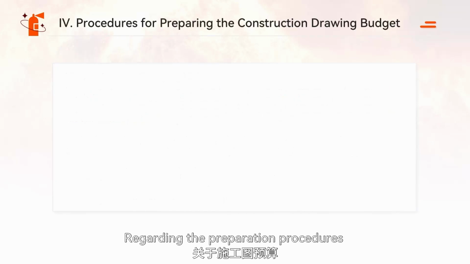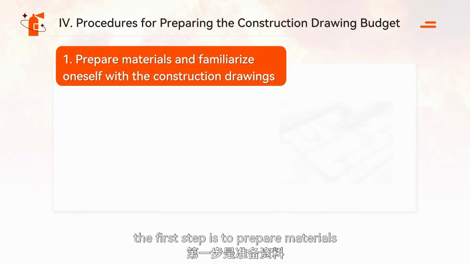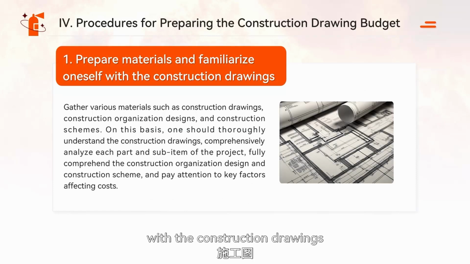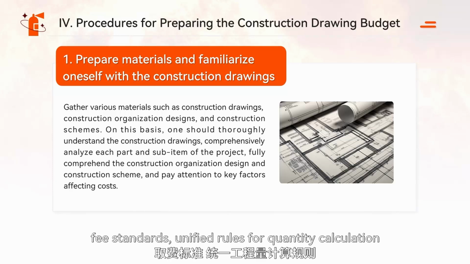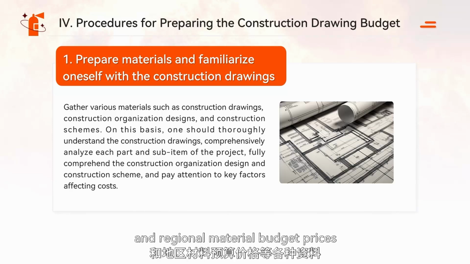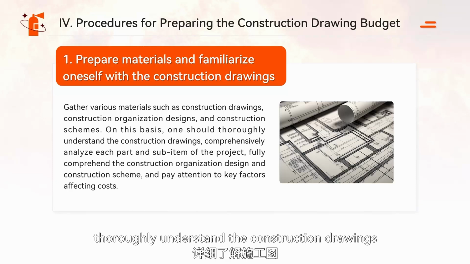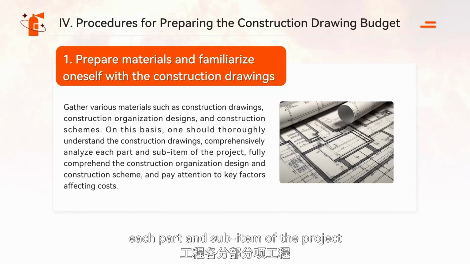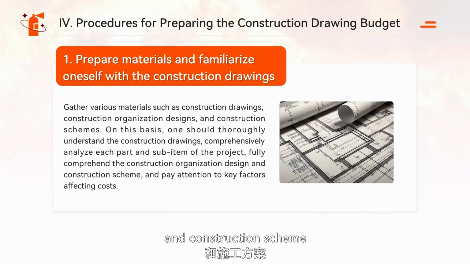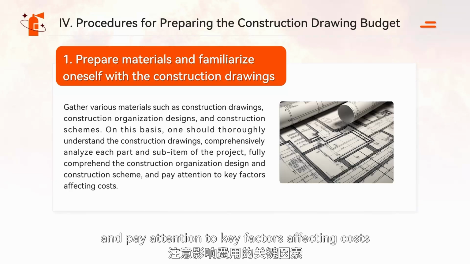Regarding the preparation procedures for the construction drawing budget, the first step is to prepare materials and familiarize oneself with the construction drawings. This involves gathering various materials such as construction drawings, construction organization designs, construction schemes, current building installation quotas, fee standards, unified rules for quantity calculation, and regional material budget prices. On this basis, thoroughly understand the construction drawings, comprehensively analyze each part and sub-item of the project, fully comprehend the construction organization design and construction scheme, and pay attention to key factors affecting costs.